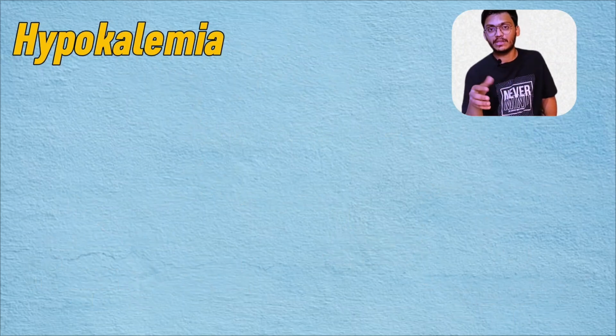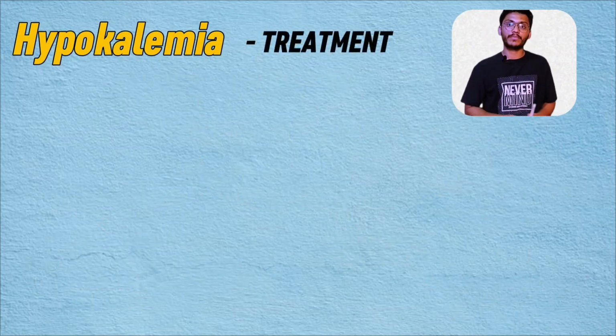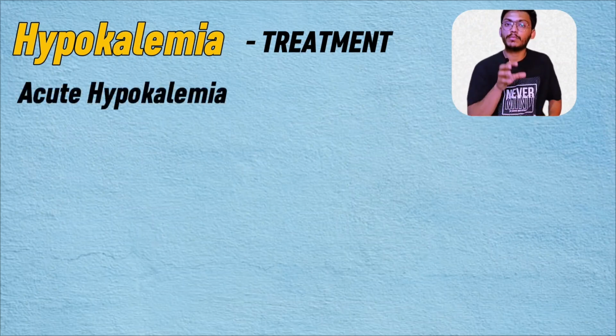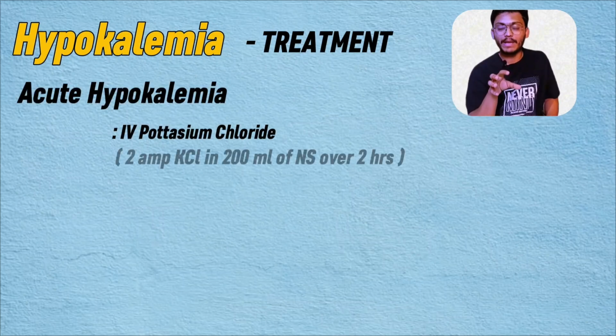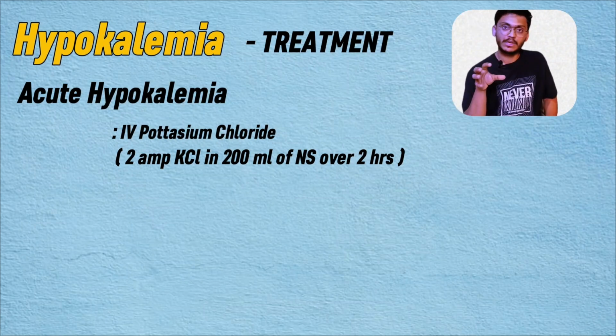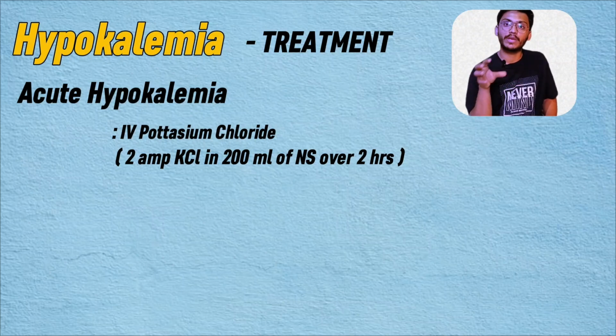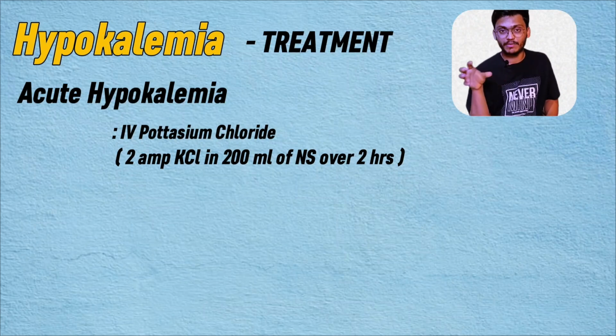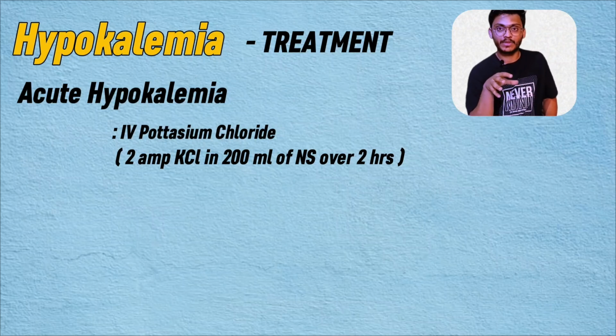The next thing is treatment of hypokalemia. In acute settings, you should give potassium chloride solution, that is 2 ampules of potassium chloride in 200 ml of normal saline over 2 hours. This is the standard method that we use to correct hypokalemia in acute settings. At maximum you can give 2 ampules of potassium chloride per hour, and in a day you can give up to 16 ampules per day, if the patient is not showing any symptoms or signs of hypokalemia. So this is how you treat a case of hypokalemia in acute settings.